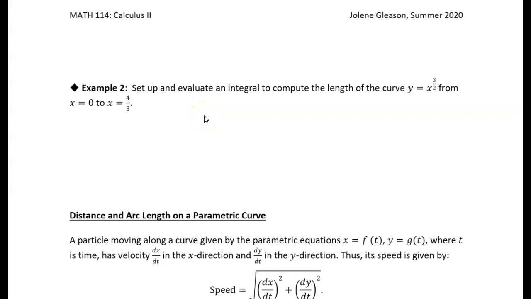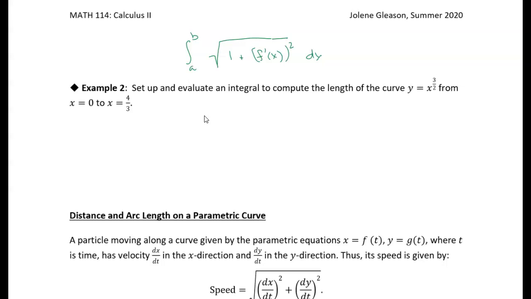So here's another example. In this case, we want to set up and evaluate an integral to compute the length of the curve y equals x to the 3 halves from 0 to 4/3. Remember our formula for arc length: we're taking the integral from a to b of the square root of 1 plus f prime of x squared dx.